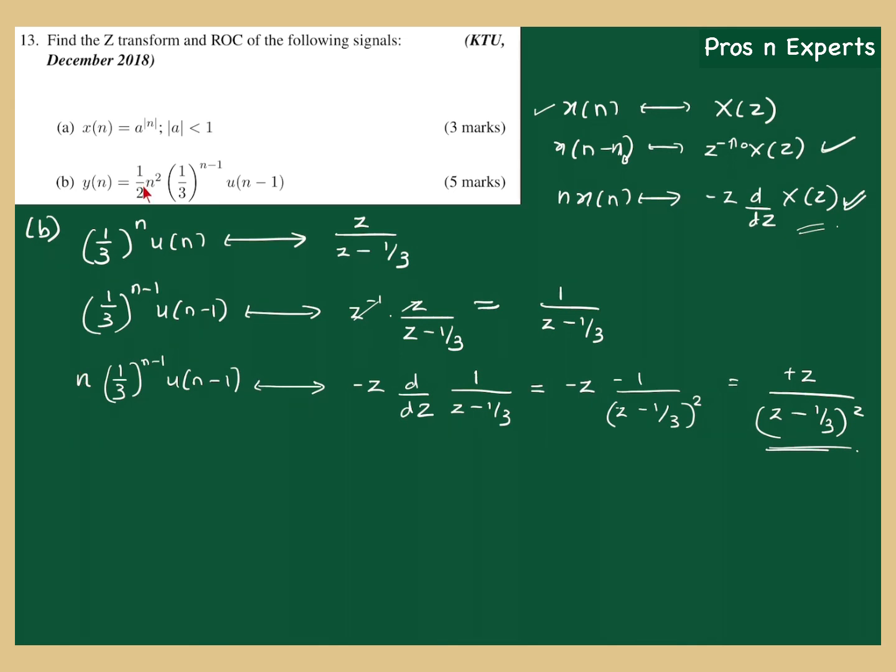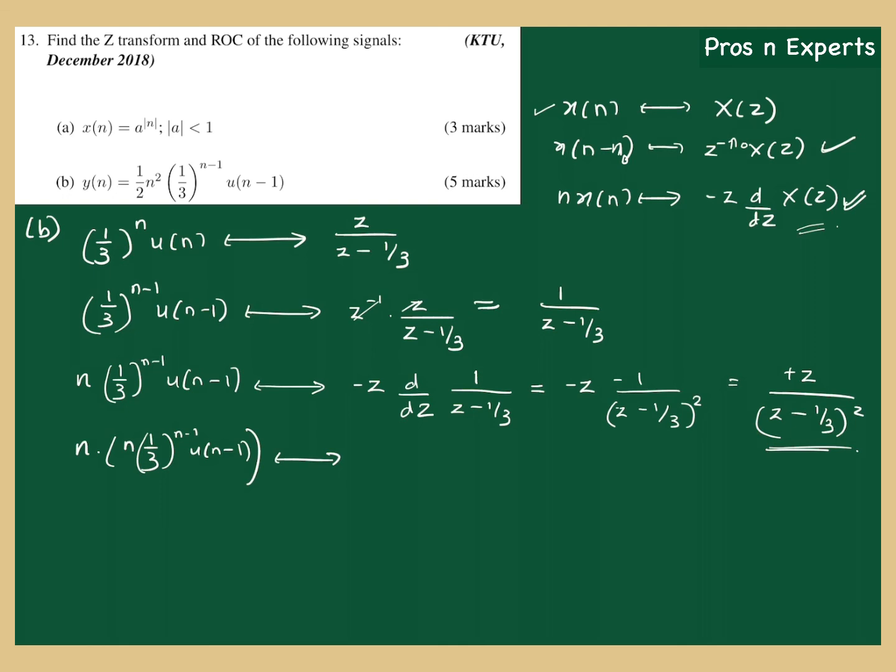We are very close. What we need to find out is half n square into something, right? So what I'm going to do is multiply again by n into 1 by 3 raised to n minus 1 u of n minus 1, and find out the z transform of this one. Again we can use the same property, differentiation in frequency property, because this is of the form n into some x of n, and for this x of n, you know the z transform is z by (z minus 1 by 3) square.